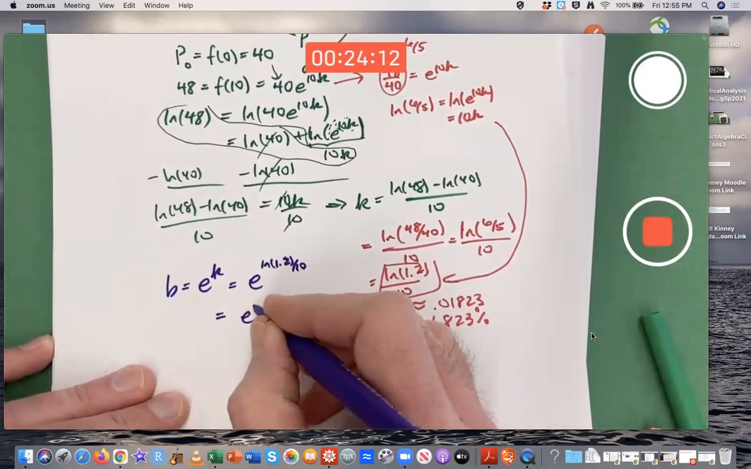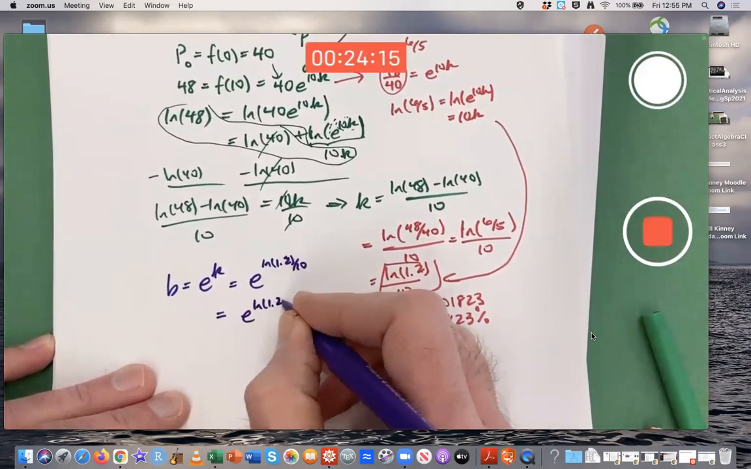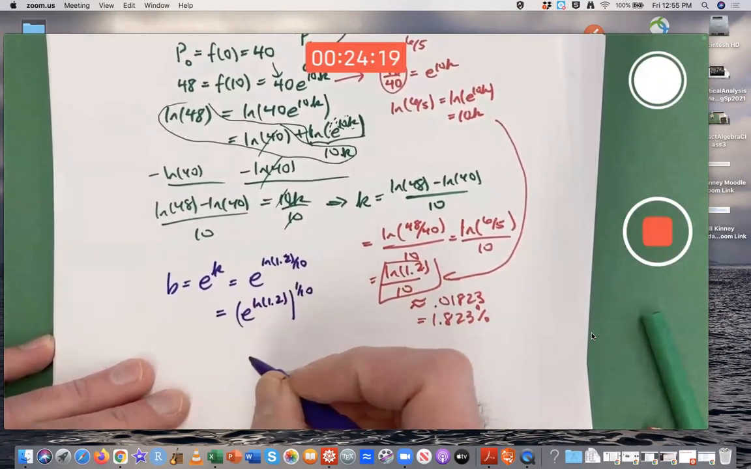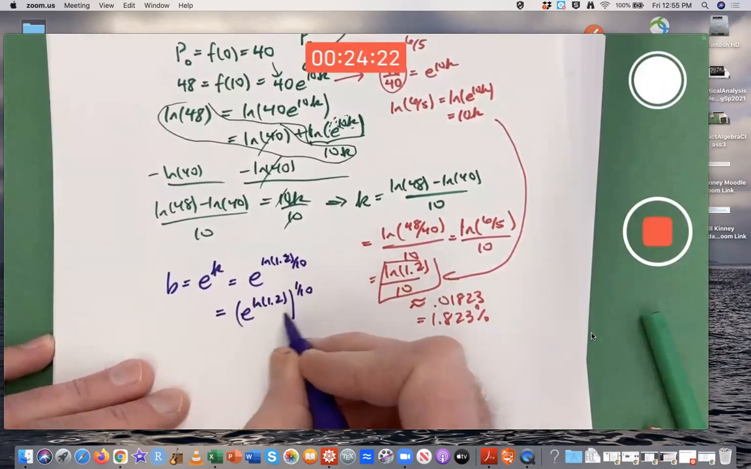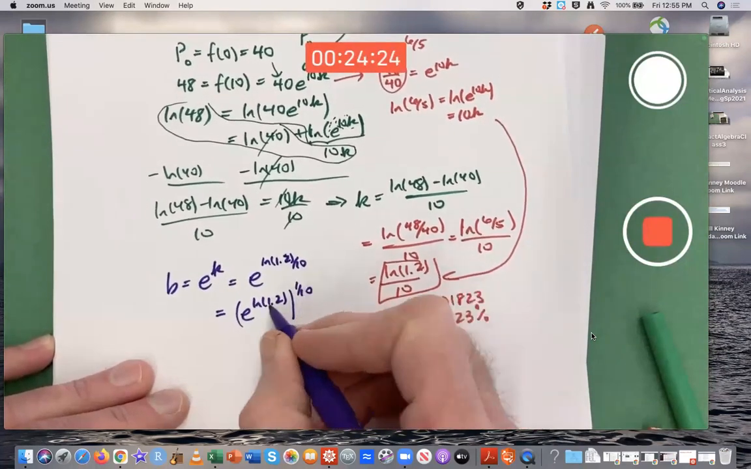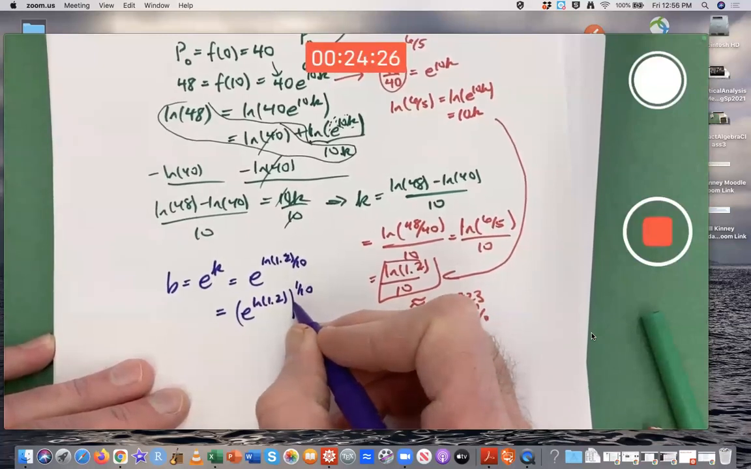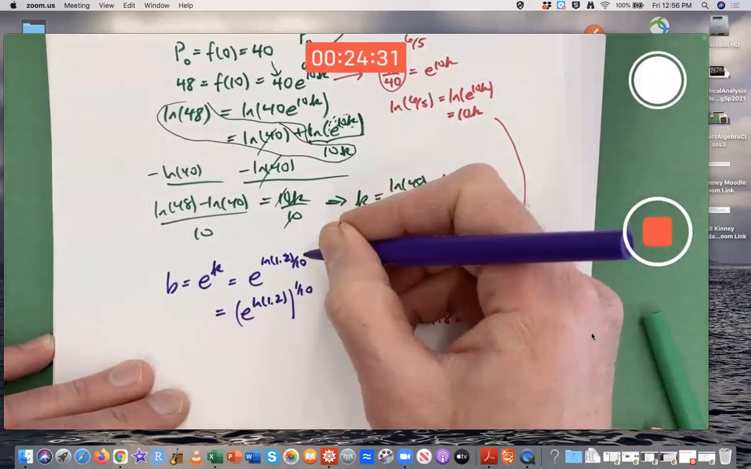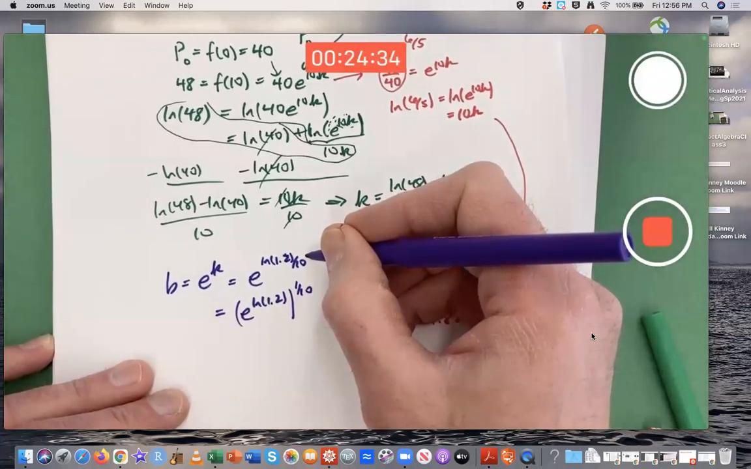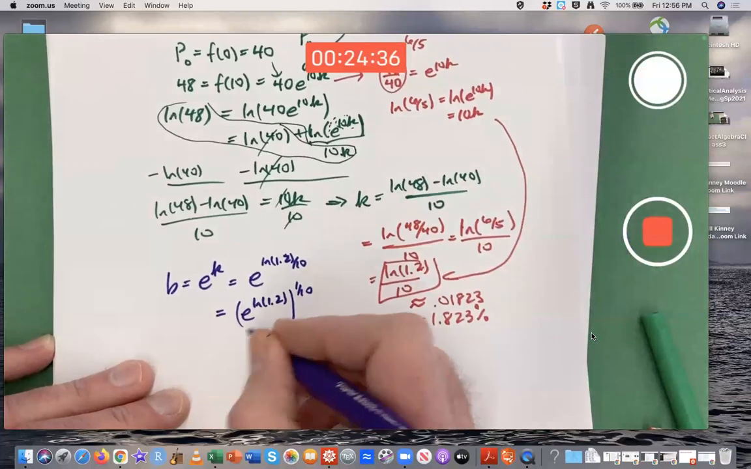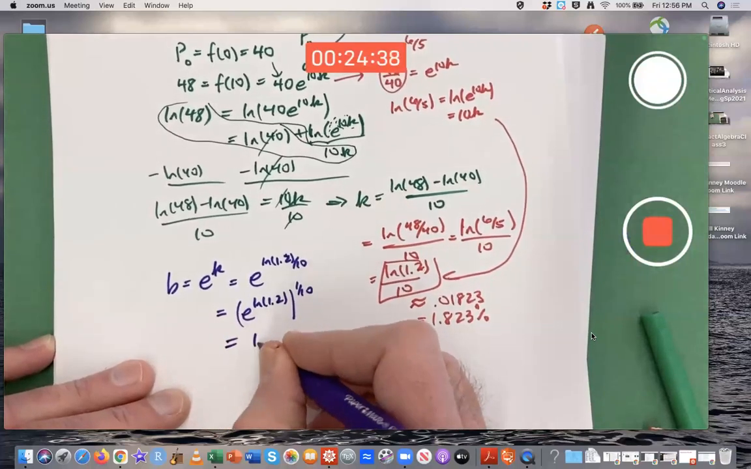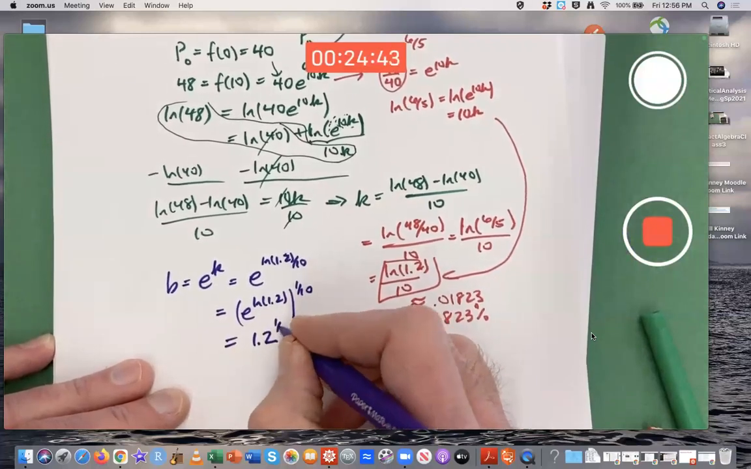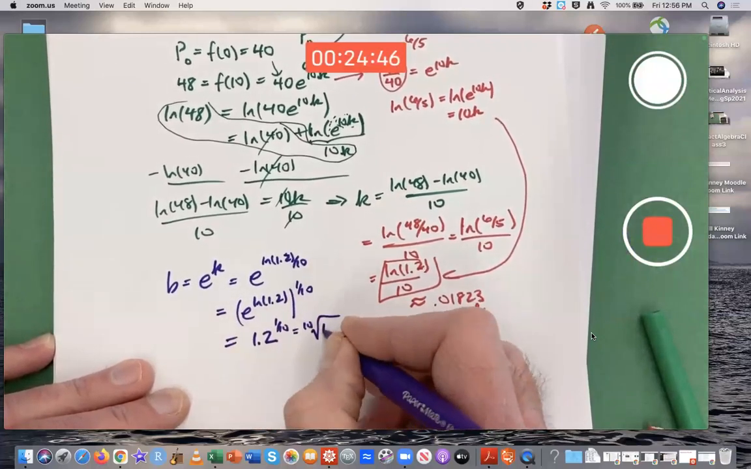You can use another property of exponents to write, well, this is maybe less simple looking, but it emphasizes something. We can now write this, because that's a property of exponents, that when you've got something like this, you can multiply the exponents. And when you multiply natural log of 1.2 and 1/10, it's the same as this fraction here. And now e to the natural log of 1.2, well, they cancel out because they're inverse functions. So you're left with 1.2 to the 1/10 power, or the 10th root of 1.2.